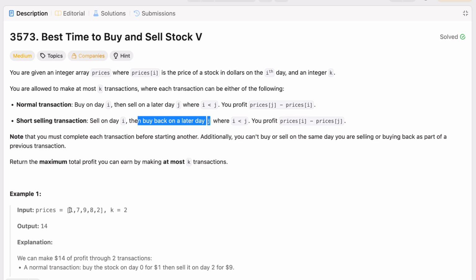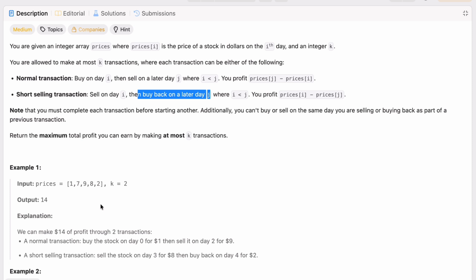So first, let's try to understand through an example what the question is saying. As we have seen, there are two types of transactions. If we perform the first transaction, the normal transaction, we buy at 1, and if we sell at 7, the profit is 6. If we sell on day 3, we get the profit 8, right? Next, suppose we sell here. Then we buy at 8, sell the stock on day 3, and then buy back on day 4, like this.